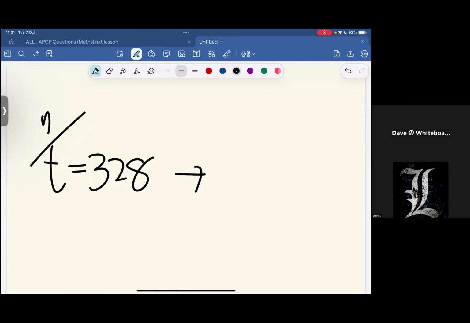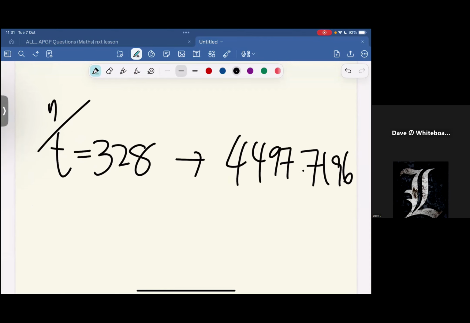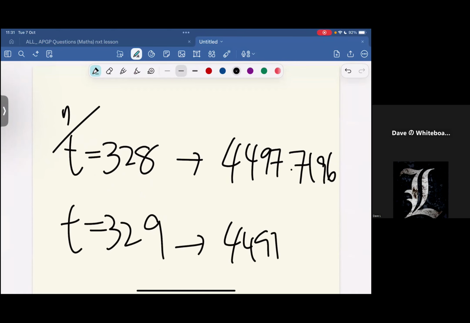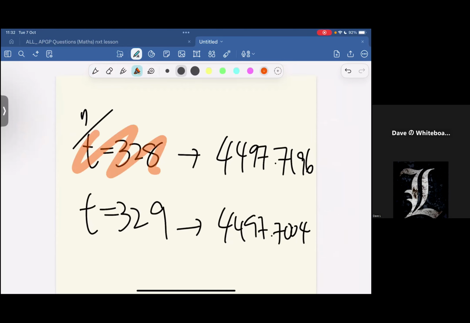You realize that the total distance traveled is 4497.7196. That means when t is equal to 328, from the 41st minute onwards, your distance covered will be the max. If you proceed on to 329, you realize that the number will drop. Based on the GC, it drops to 4497.7004, which means the highest number occurs at 328.